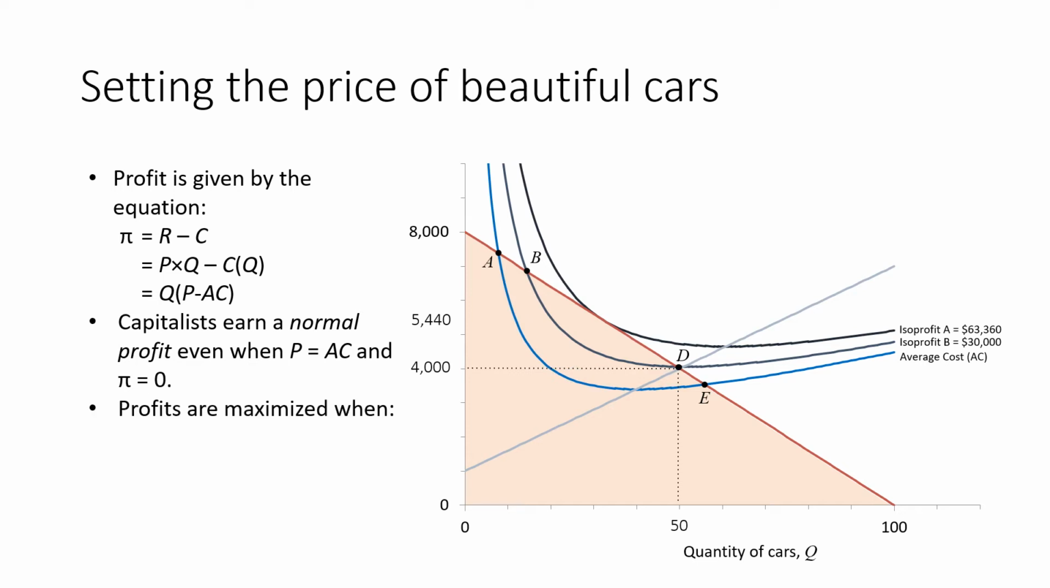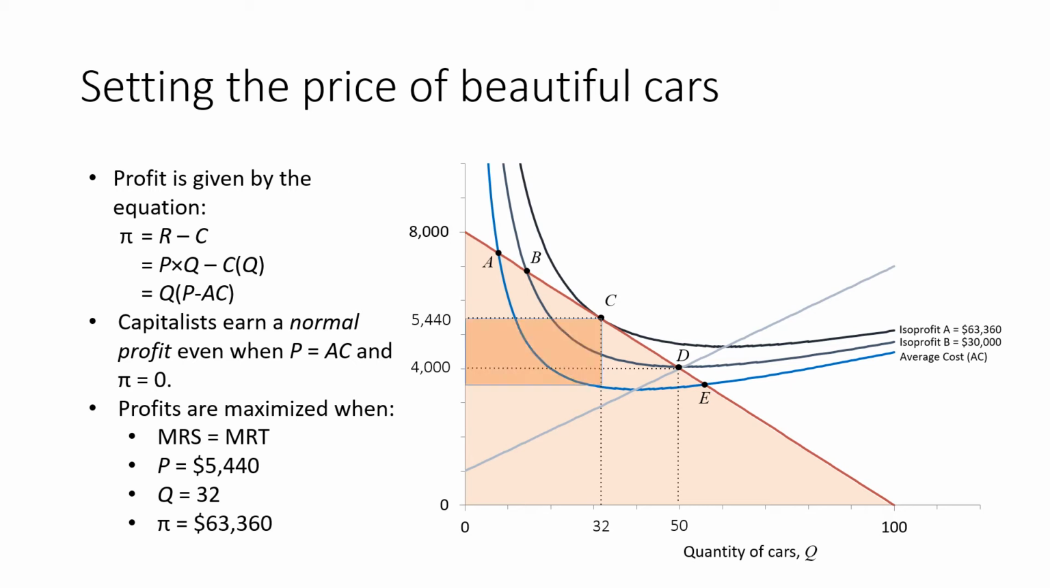Profits are maximized when MRS equals MRT, and here we see that point as C. P equals 5,440, and quantity is equal to 32 at the point where profits are maximized. And here profit is equal to 63,360. This is the area of profit. How are we finding it?